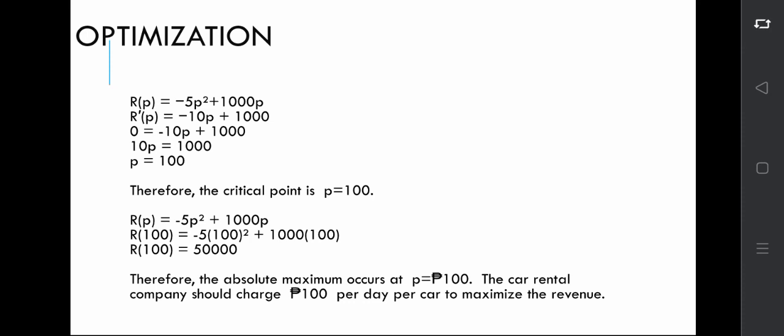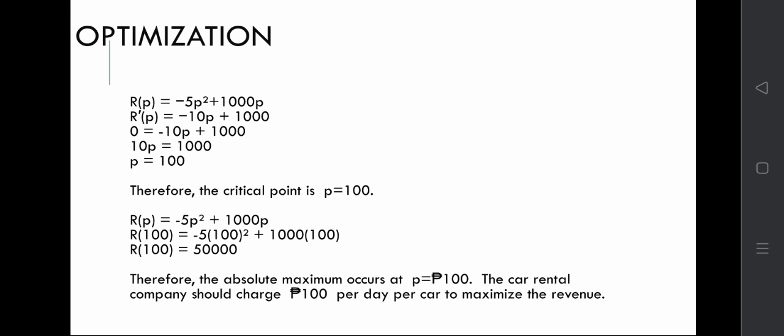To get the maximum revenue, actually tapos na yun. Tapos na yun na P is equal to 100. Tapos na yun as yung answer sa question. Pero to add more, let us find the maximum revenue. So R of P is equal to negative 5P squared plus 1000P. R of 100 is equal to negative 5 multiplied by the quantity 100 squared plus 1000 multiplied by 100. So we'll now get the maximum revenue, R of 100, which is equal to 50,000.